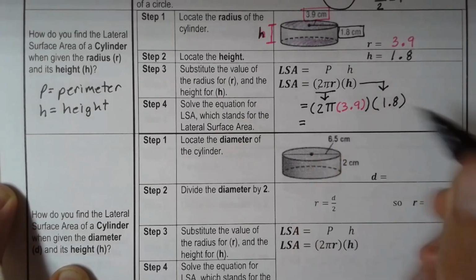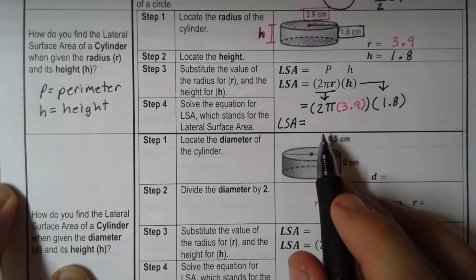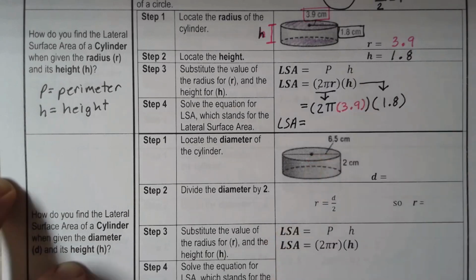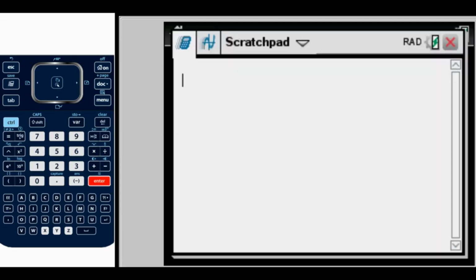Now, if I just put everything that's on the right side of this equal sign in my calculator, I'll have the LSA, or what we call the lateral surface area, which is made up of the perimeter times the height. So let's do that. I'm going to put my first set of parentheses, and I'm going to do 2, and then my pi, and then another set of parentheses where I input my radius, 3.9. So there's my circumference formula, 2 times pi times r. I'm going to click to get outside of the parentheses and put another set, and then put my height, 1.8. I'll then hit enter, and it gives me 44.108.